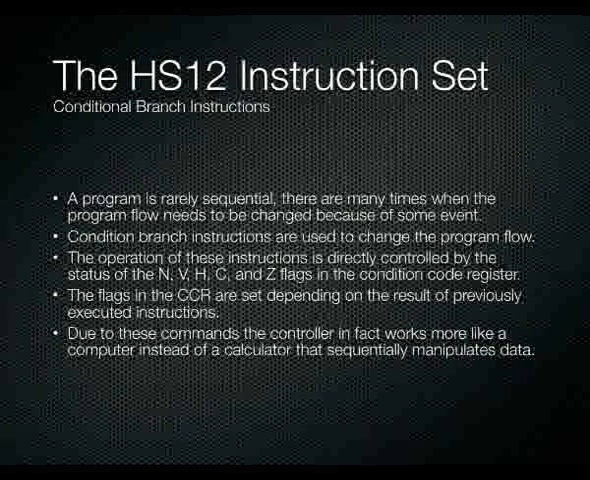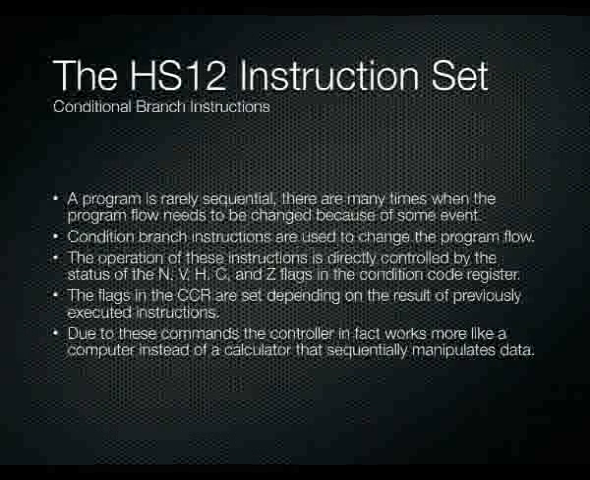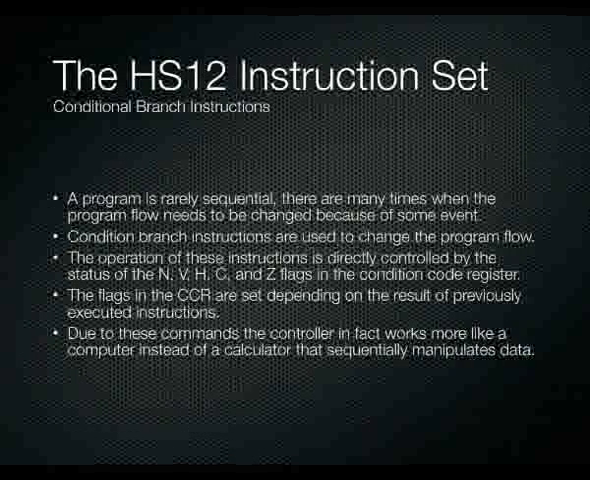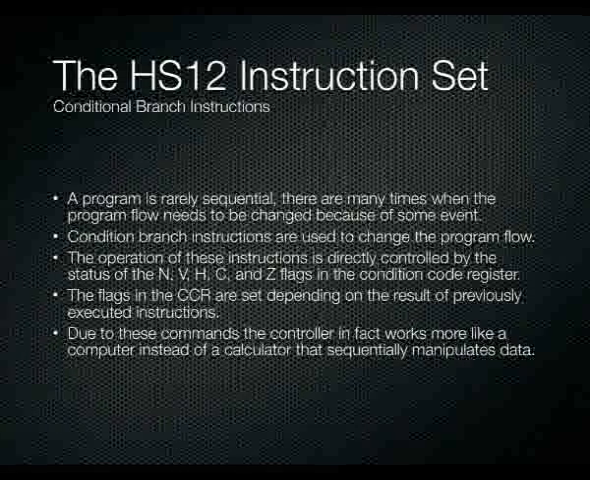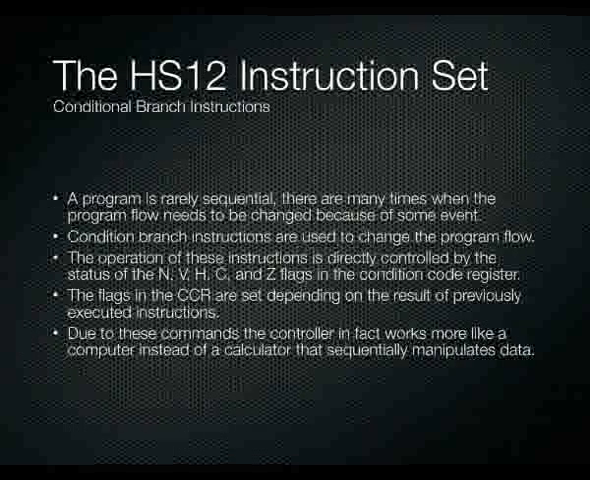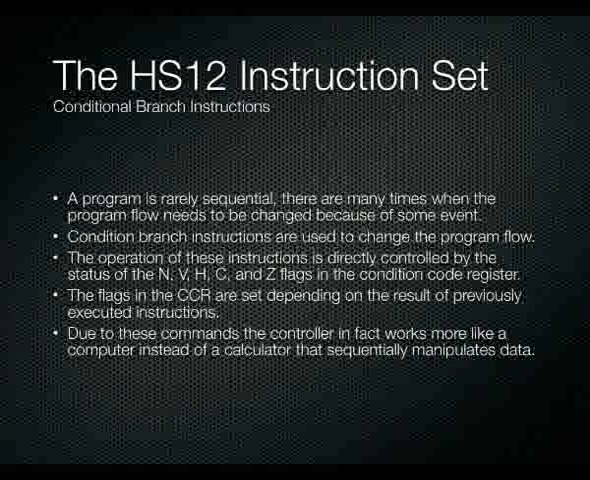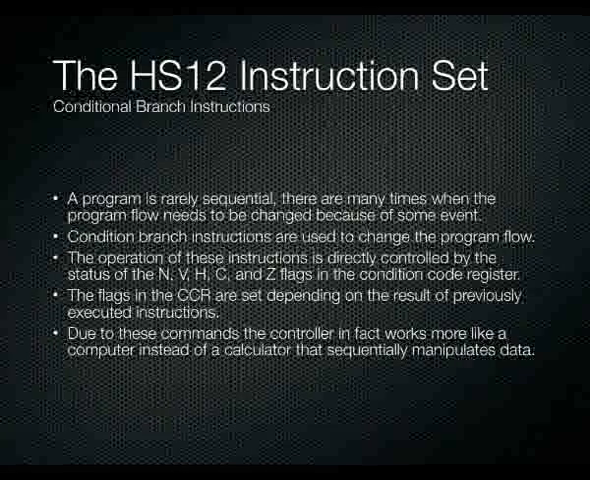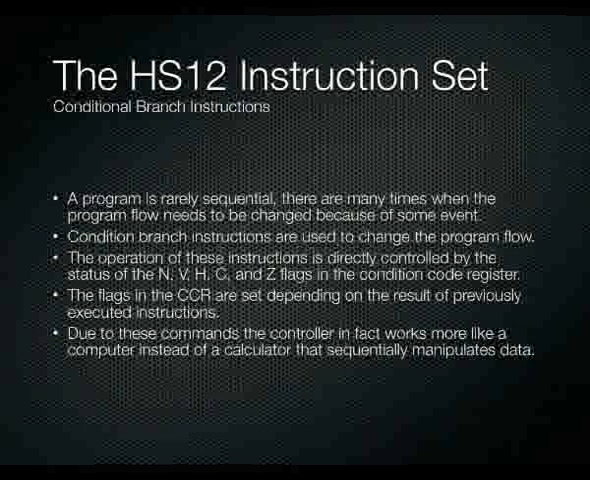The operation of these instructions is directly controlled by the status of the N, V, H, C, and Z flags inside the condition code register. That's why we use a compare before we use a branch. The compare will set these flags, and then we'll use a branch instruction that will branch depending on what value is in those flags. We can pick a certain branching command that reflects which flag we're really concerned about. The flags in the condition code register are set depending on the previous instruction. If it's a compare instruction, the compare sets them, but they can also be set as a result of an add or a subtract or something like that.